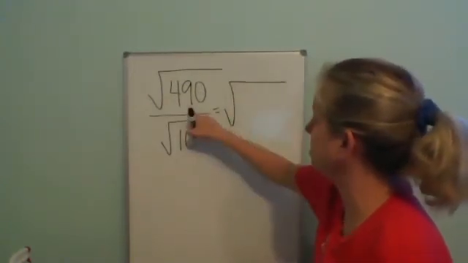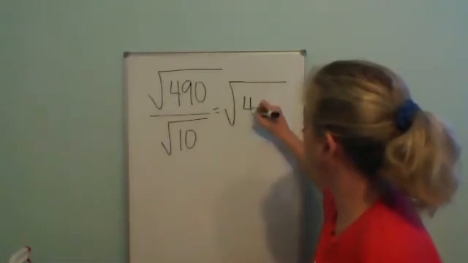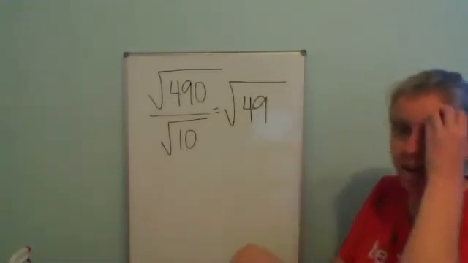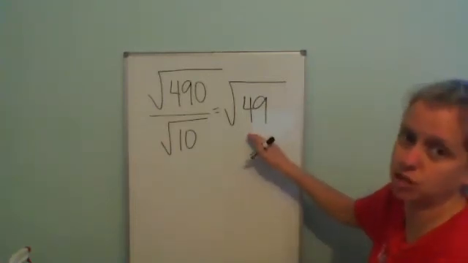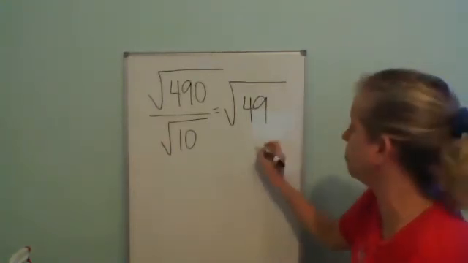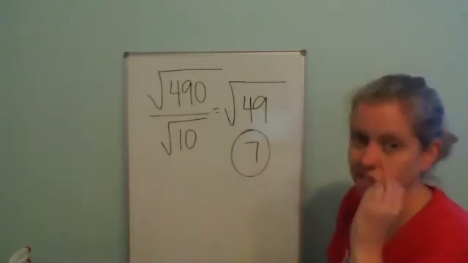So the square root of 490 over the square root of 10 just gave me the square root of 49. And 49, as luck would have it, is a perfect square. What times itself is 49? Plain old 7.